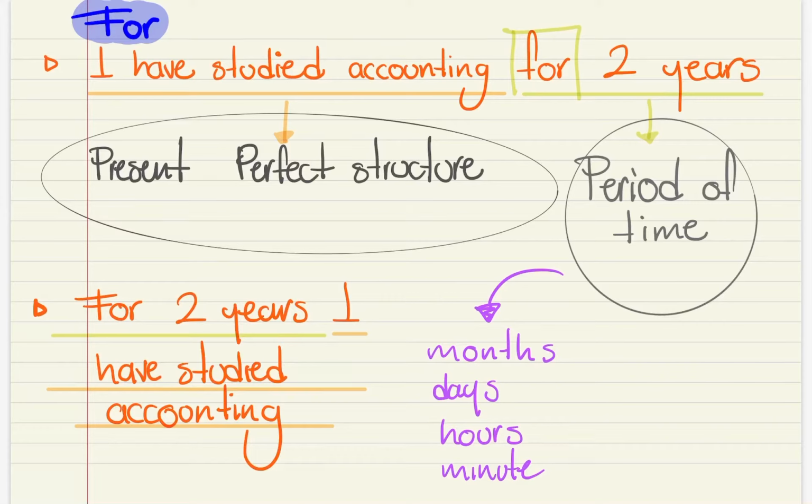And we can do it backwards. Lo podemos hacer al revés. We can say, for 2 years I have studied accounting. También podemos formar con los mismos elementos, cambiando no el sentido, sino el orden de las palabras. Puedo poner primero el periodo, for 2 years, por 2 años, I have studied accounting. Yo he estudiado contabilidad. And for a period of time, remember that you can include months, days, hours, or minutes. Para el periodo de tiempo, pues ustedes pueden incluir, dependiendo de lo que se quiera expresar, ya sea meses, días, horas o minutos. Yep, very good.